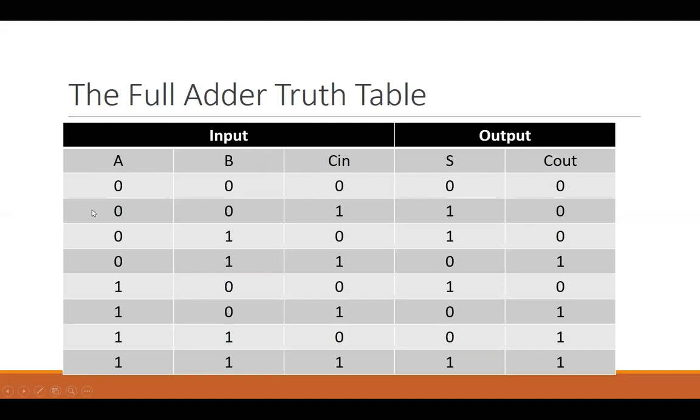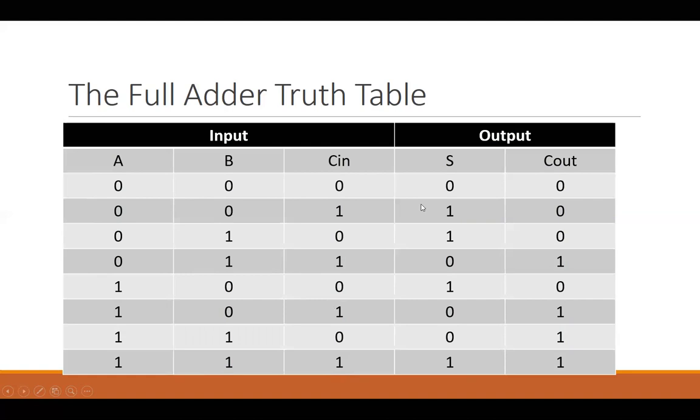So in the input area, the rule is still the same. We have three input variables, so that means we will have to make 8 rows. 2 raised to power 3 equals 8. The first column has 4 zeros and 4 ones. The next column has 2 zeros, 2 ones, 2 zeros, 2 ones. And the last column has 0 and 1, 0 and 1, 0 and 1, 0 and 1.